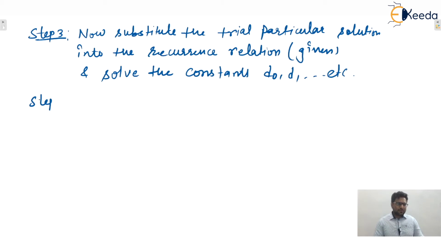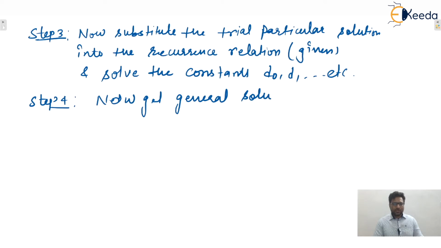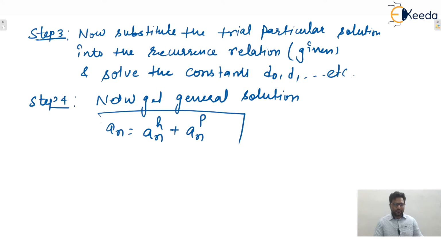Now next step is what? Step 4. Now get the general solution. So how is the solution written? a_n equals homogeneous solution plus particular solution. Add both of the solutions, but remember, after finding the values of constants d naught, d1, etc. Till now, we haven't solved the constants c1, c2, etc.